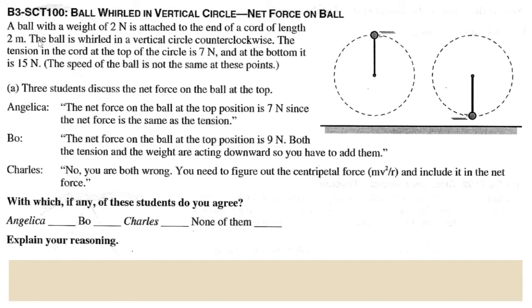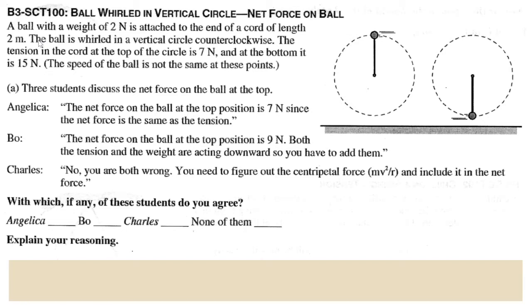Angelica says the net force on the ball at the top position is 7 newtons, since the net force is the same as the tension. Bo says the net force on the ball at the top position is 9 newtons. Both the tension and the weight are acting downward, so you have to add them. And Charles says, no, you are both wrong. You need to figure out the centripetal force, mv squared over r, and include it in the net force.